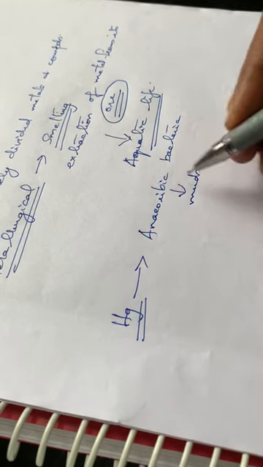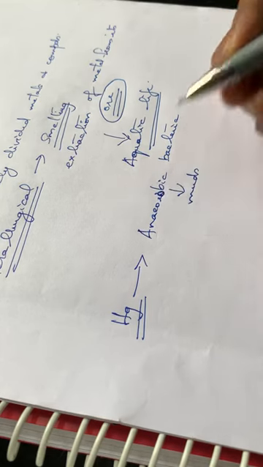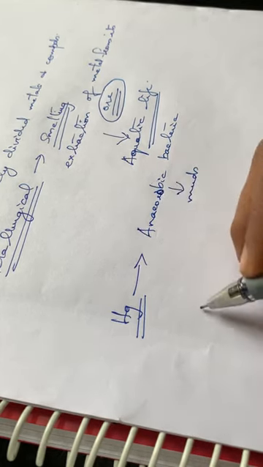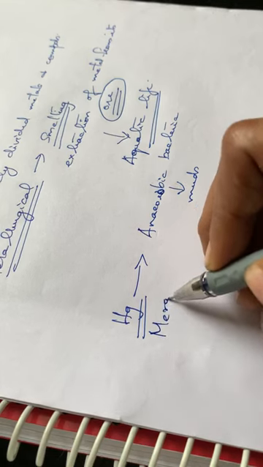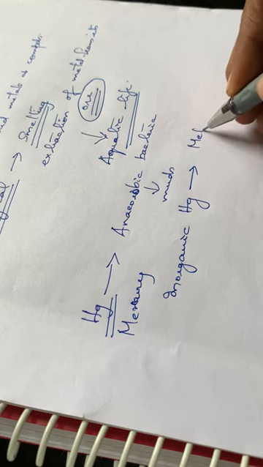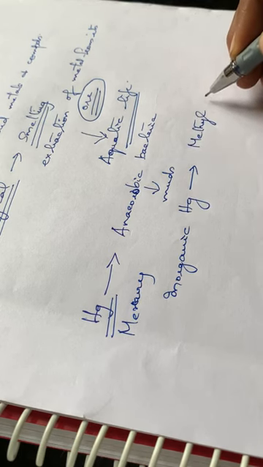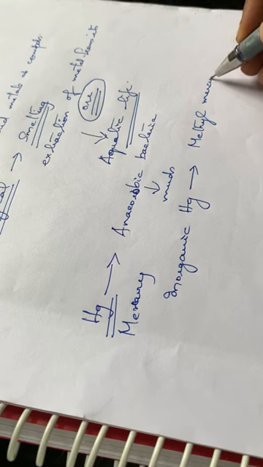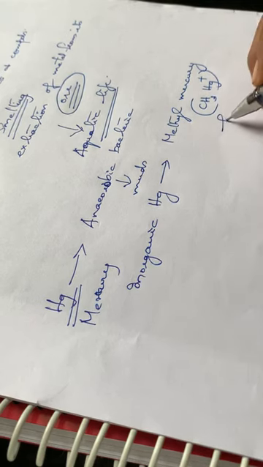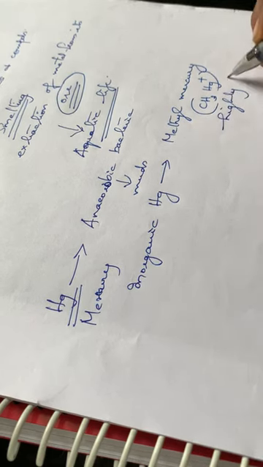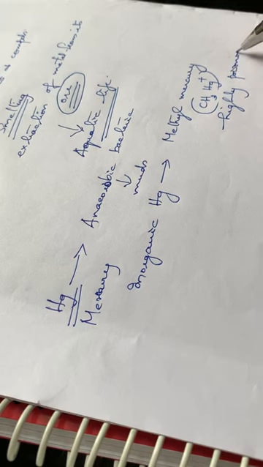This anaerobic bacteria will be converting this inorganic mercury, Hg meaning mercury, to methyl mercury. The formula is CH3Hg+. And this methyl mercury is a highly poisonous chemical compound. Thus the water body gets polluted.